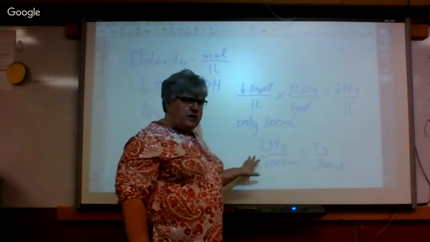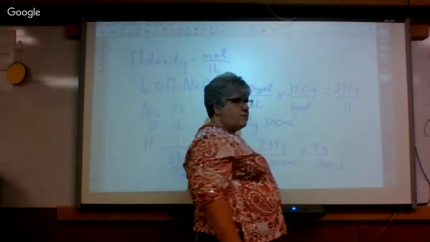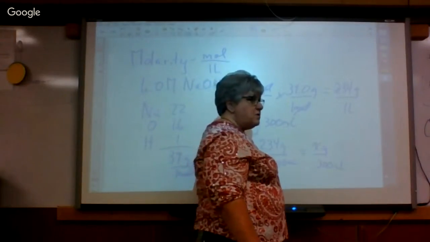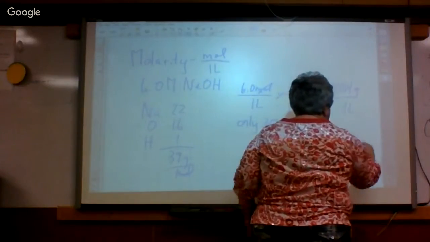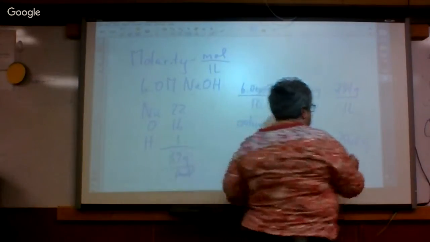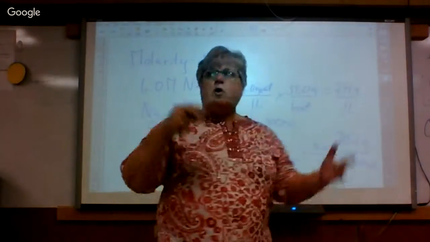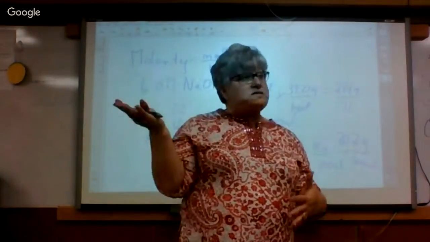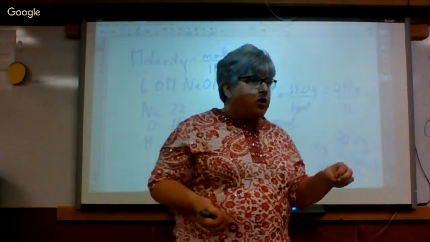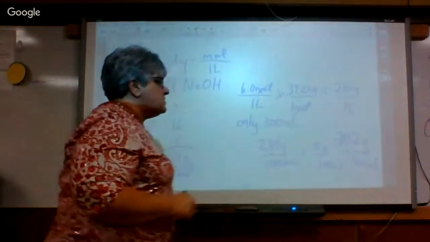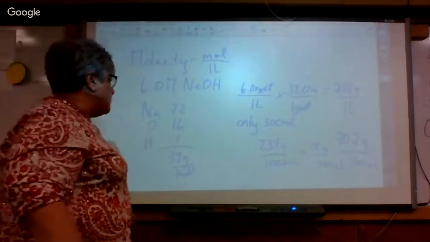Did we find how many grams we need for 300 milliliters? That's what I got. Is that what everybody else got? 70.2? Yes. So we need 70.2 grams, and we're going to put that into 300 milliliters. Same process: 300 milliliter volumetric flask, fill it half full with your water, put in the 70.2 grams of sodium hydroxide, dissolve it, and fill it up to the line to give your solution. Now here's the thing.